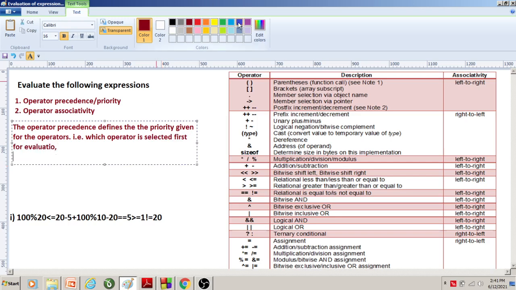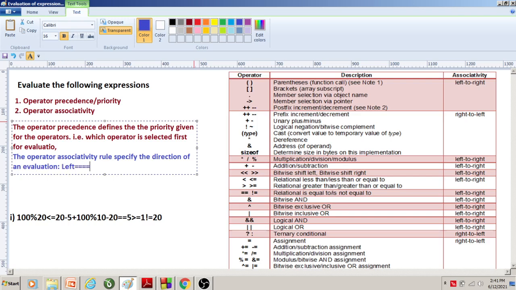The operator associativity rule specifies the direction of evaluation, that is, should I evaluate from left to right or right to left.